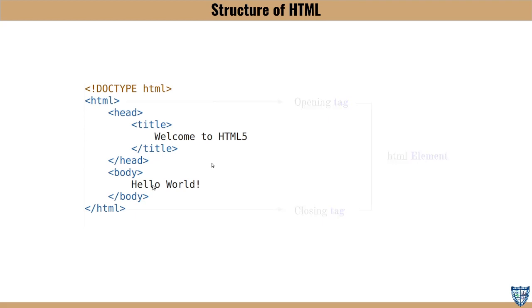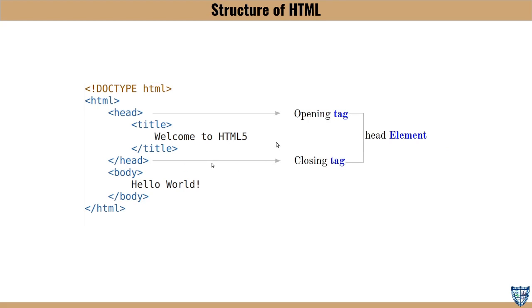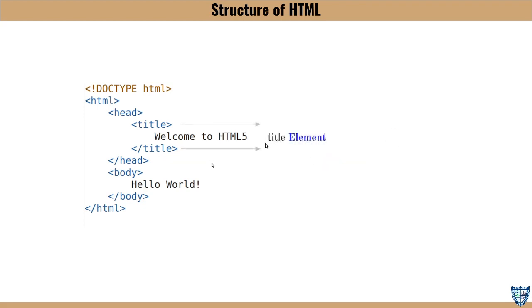Now we go to the next one, head and /head. This is the opening head tag and this is the closing head tag, and whatever is coming in between is known as a head element. Again we move to the next one, title opening tag, title closing tag, and the title element, and finally the body opening tag, body closing tag, and the body element. So this is a simple HTML document.